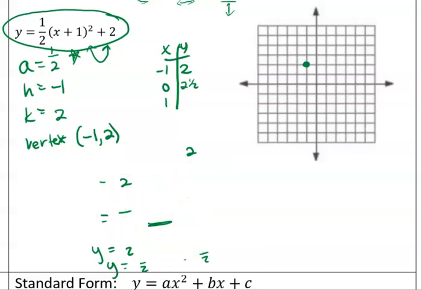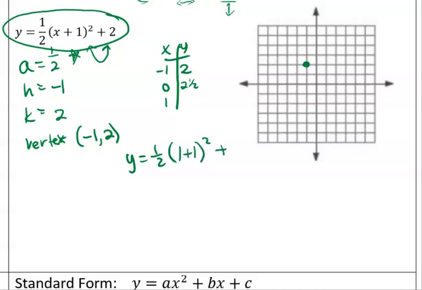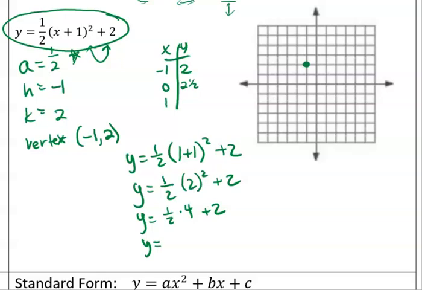Once we've plugged that one in, we're going to go back and plug in +1. So y equals 1/2 times, instead of 0 plus 1, we'll do 1 plus 1. Remember to do your order of operations, so we're going to add first. Then we'll do our exponent. We add in the parentheses. Then we're going to multiply. 1/2 times 4 is 2. So y equals 4.